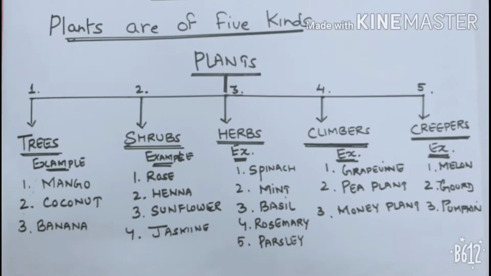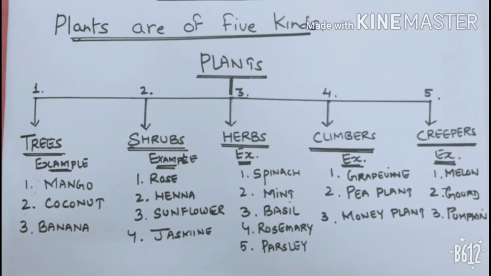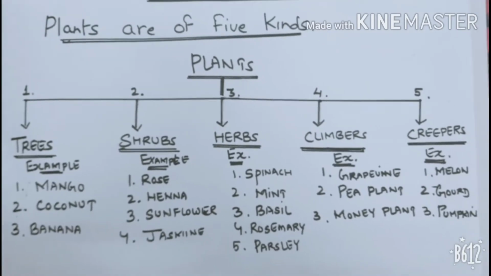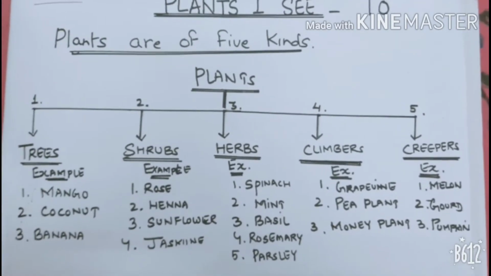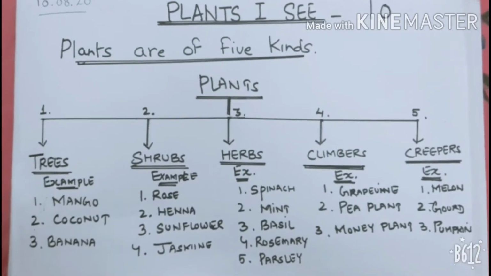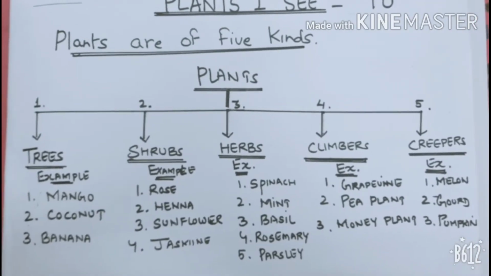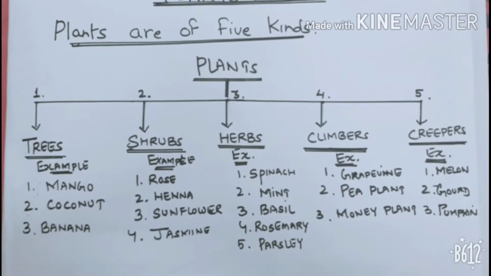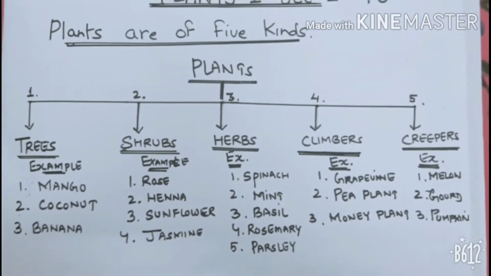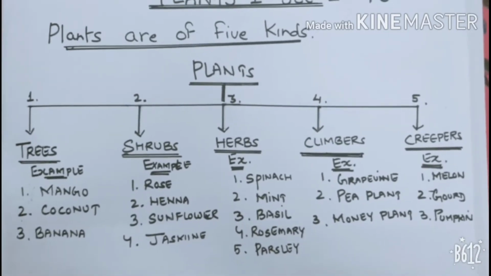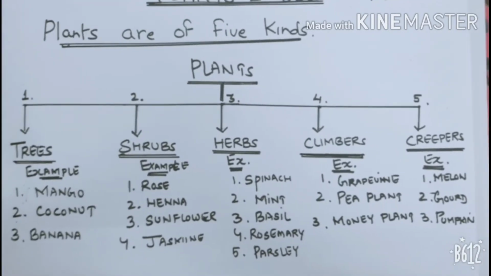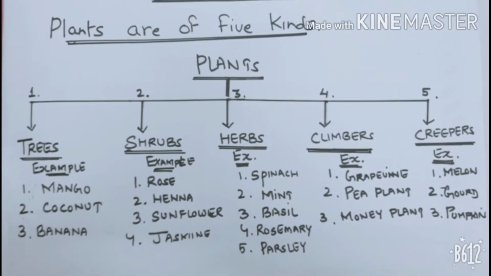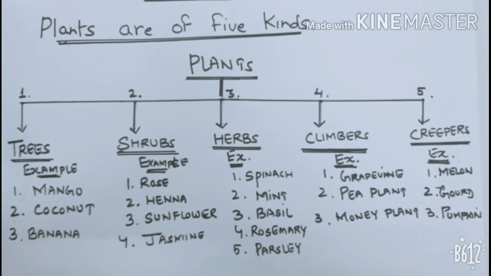Now let's see some examples of trees. Mango, coconut tree, banana. Then shrubs: rose, henna, sunflower, jasmine. Herbs: spinach, mint, basil, rosemary, parsley. Then in climbers we have grapevine, pea plant, money plant. Now the examples of creepers are melon, gourd, pumpkin.